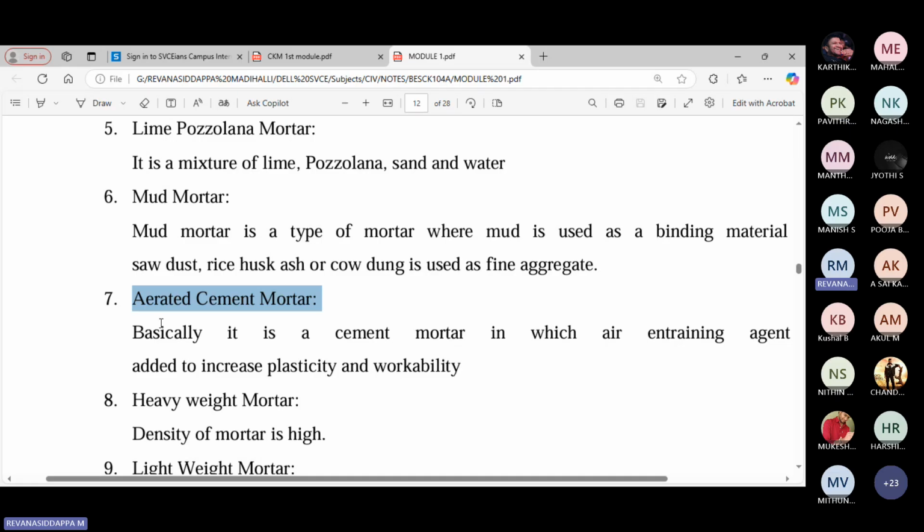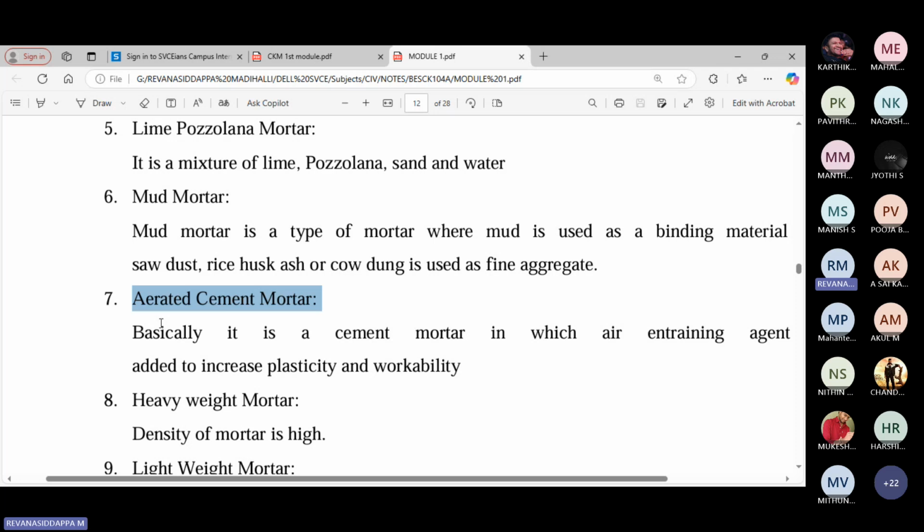So if we add these air entraining agents, these air entraining compounds will improve the workability of the mortar. Workability is nothing but the ease with which the mortar can be mixed, placed, compacted, and finished. That overall process is called workability.